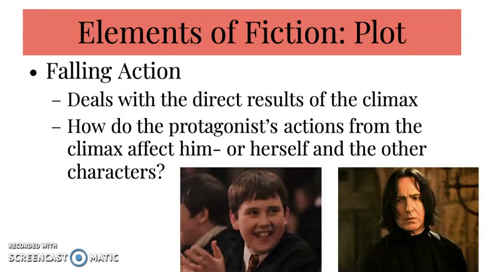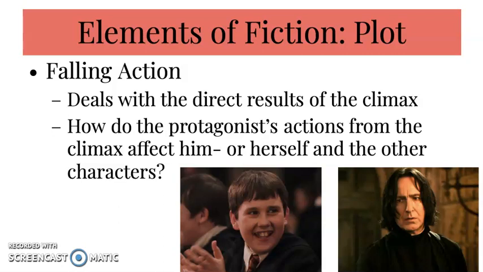Next step is falling action. Usually it's a very brief part of the story, okay, that occurs between climax and resolution. It deals with the direct result of the climax, and it's when we wonder, how do the protagonist's actions from the climax affect him or herself and other characters?